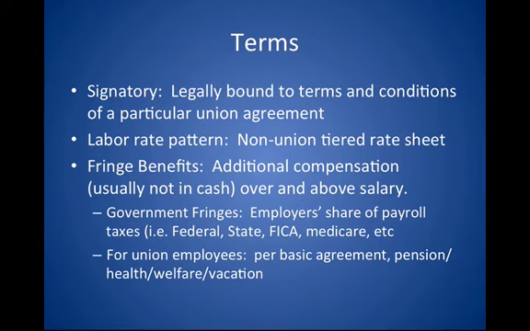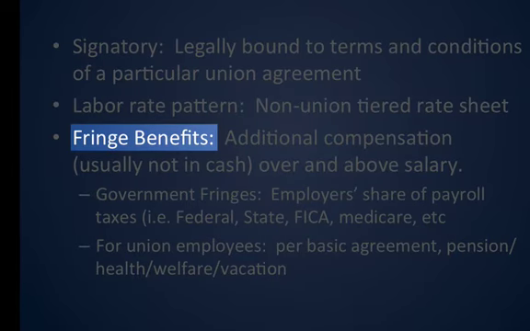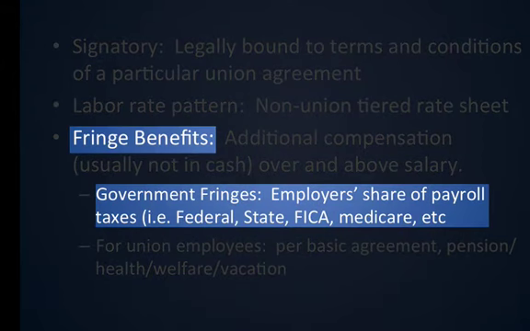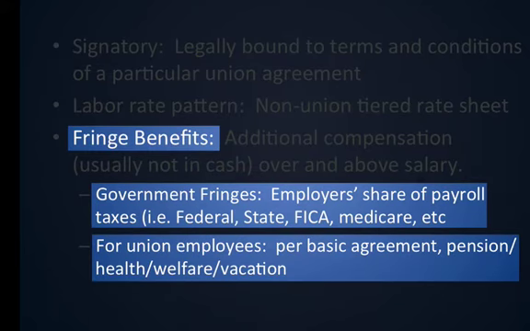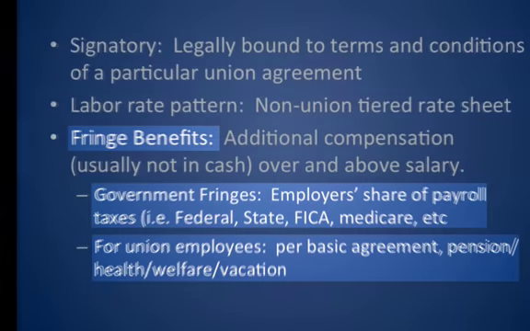Okay, so today we're going to look at fringe benefits, which we talked about in class. Fringe benefits are additional compensation over and above salary that you need to include in your budget because every employee costs you more money than just their paycheck. Two types: government fringes, which include tax, unemployment, and Medicare, and also pension, health, and welfare, which goes to union employees.